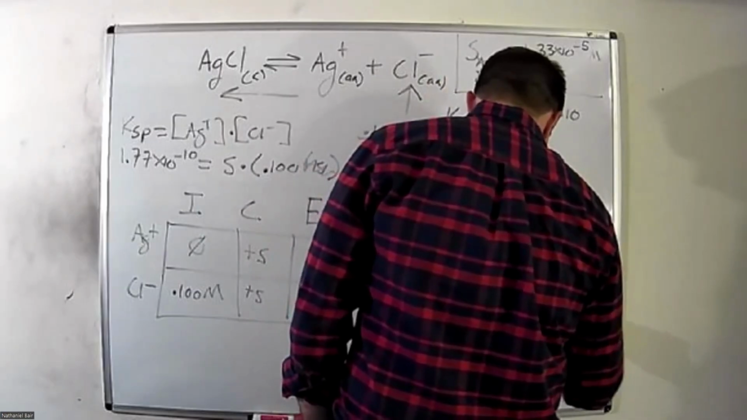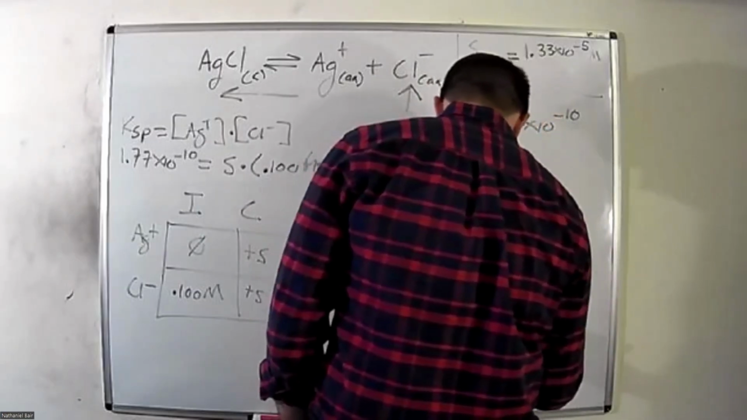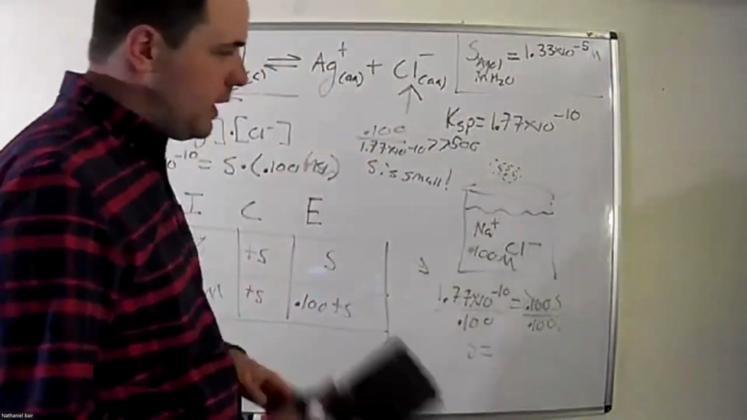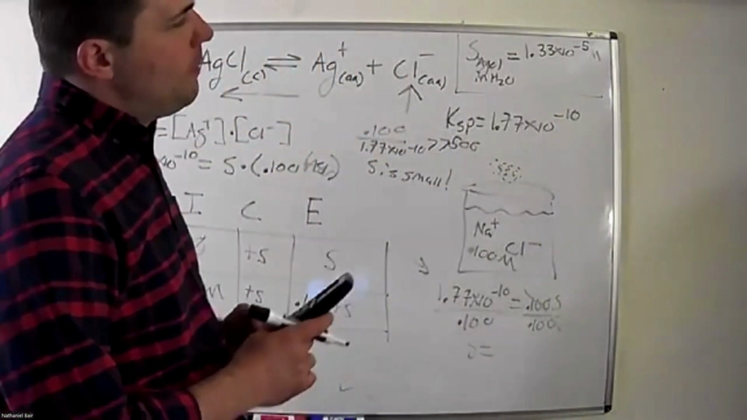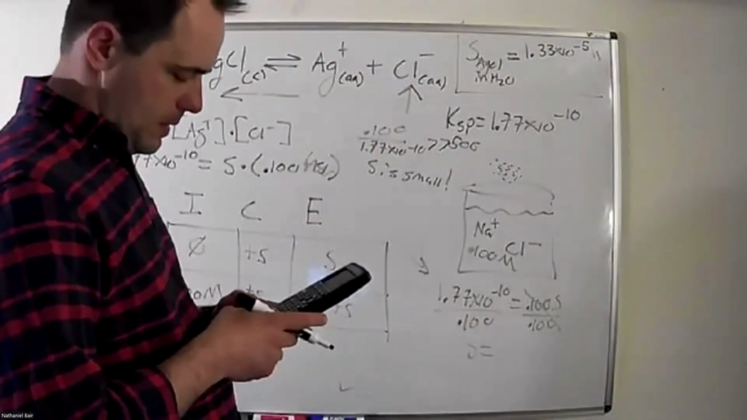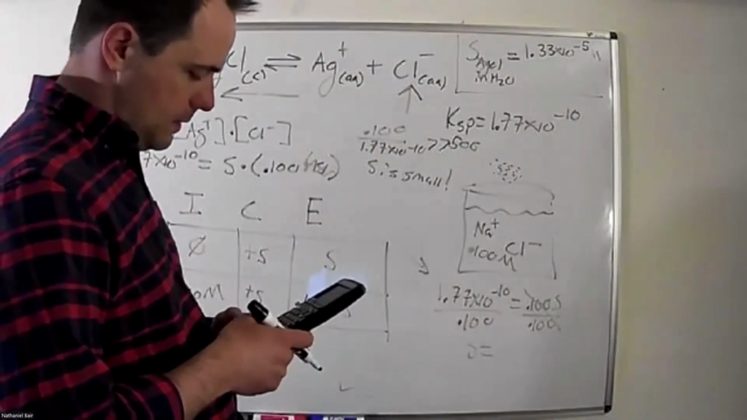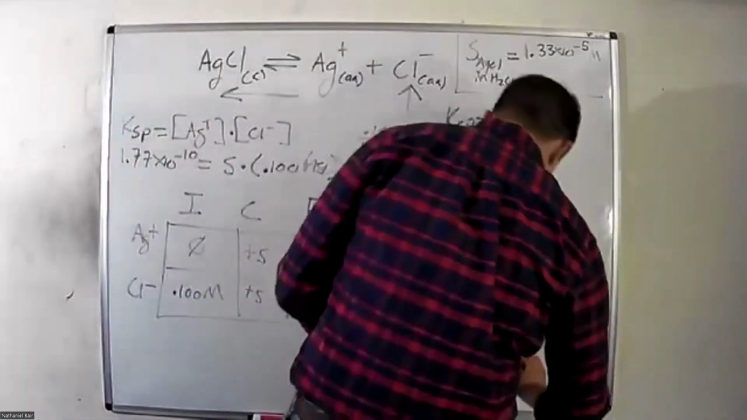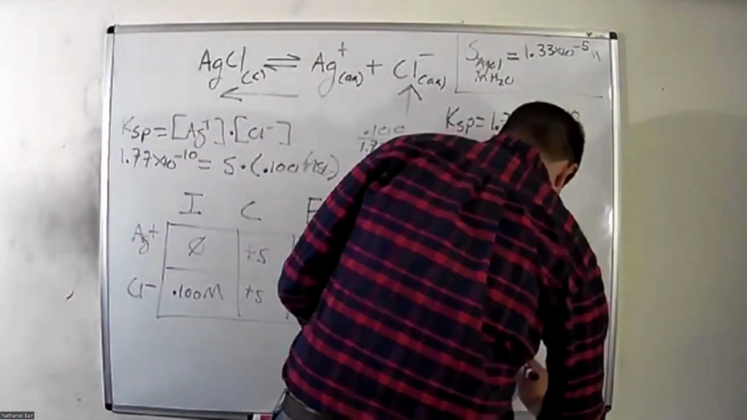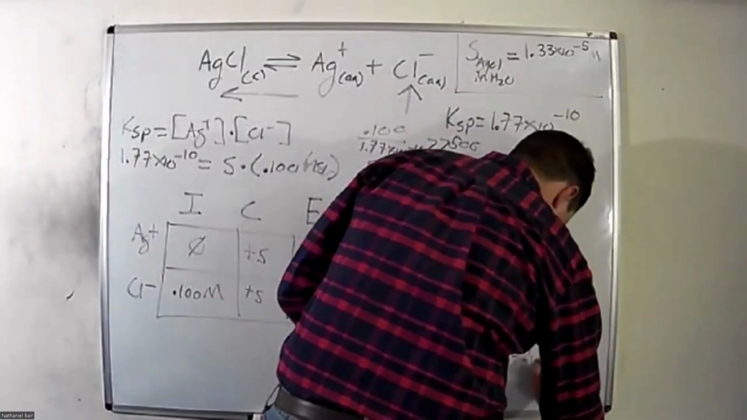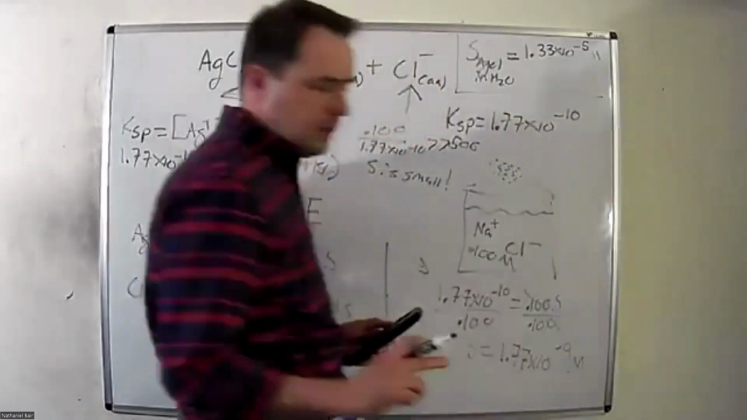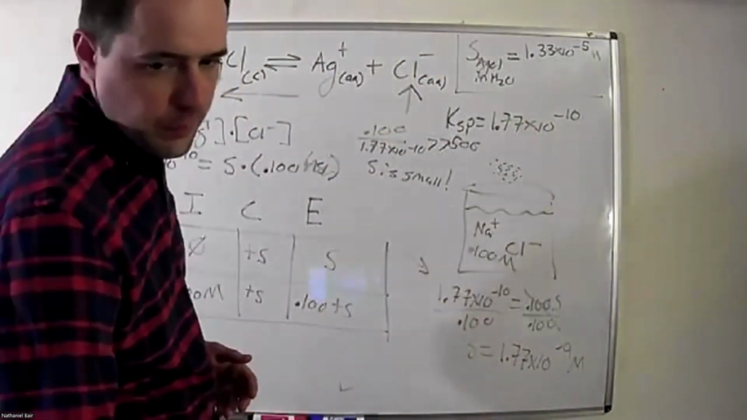Divide both sides by 0.100. So times 10 to the negative 11th. Or does it go to the negative 9th? I just forget. Negative 9th. Of course, it's going to get bigger. Don't divide by. So 1.77 times 10 to the negative 9th molar. I'm going to get a new marker here in a second.